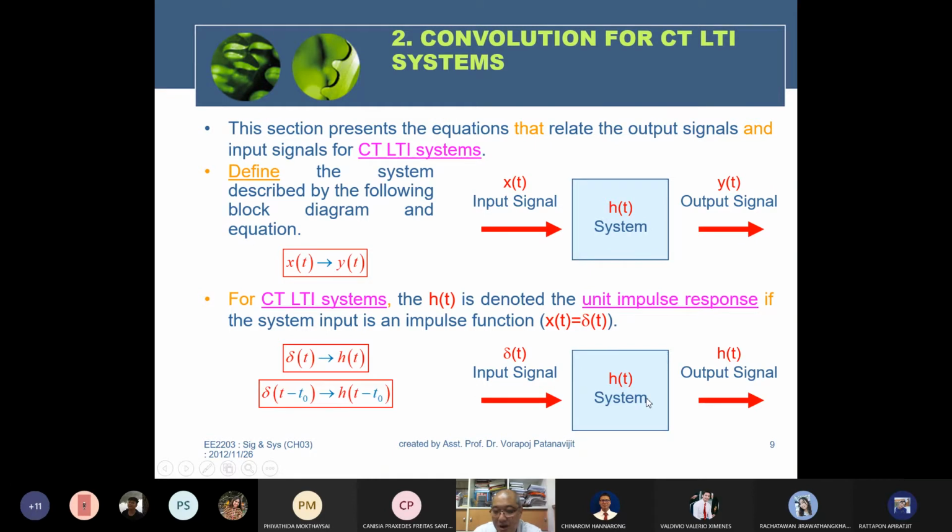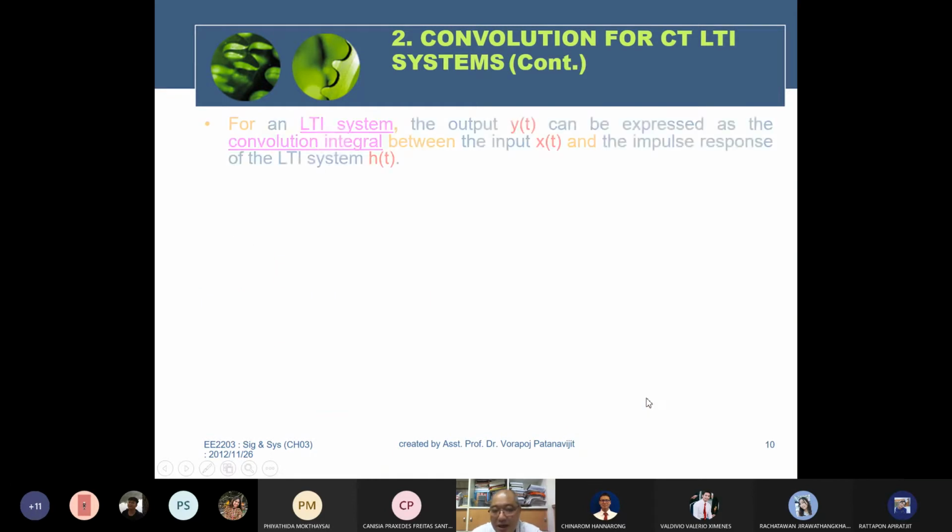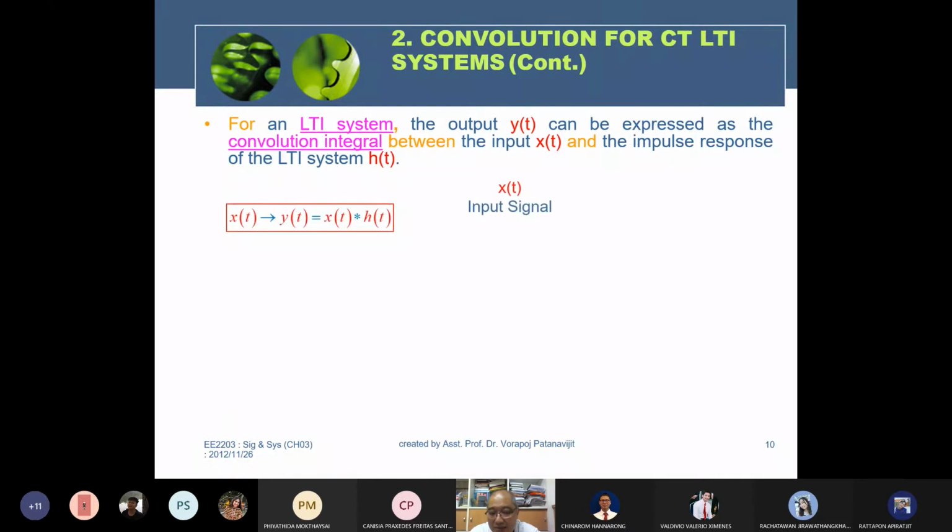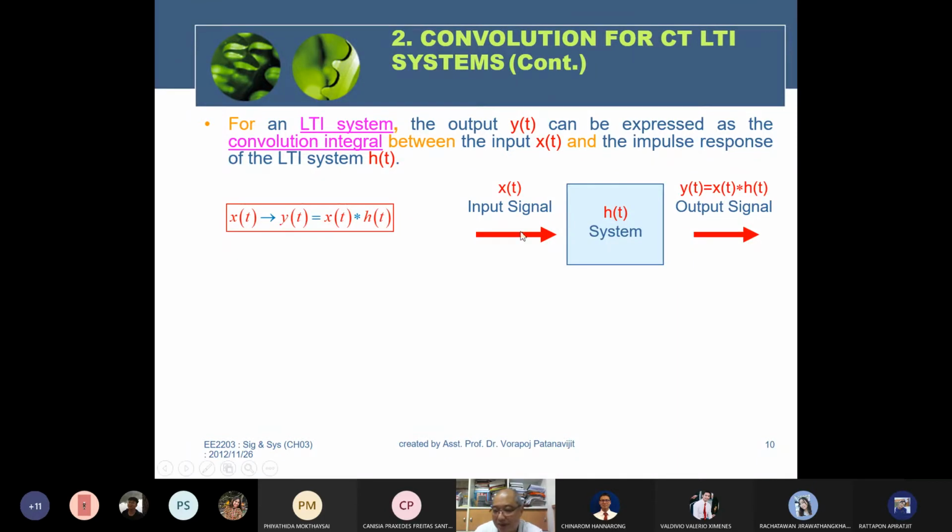After you know s(t), the next step: if you know the system s(t) and you know the input x(t), you can determine the output. For the LTI system, the output y(t) can be expressed as the convolution integral between the input x(t) and the impulse response of the LTI system s(t), like this. If we know x(t) and the system s(t), you can find the output. You do not need to build the real system. You can determine it from the mathematics point of view.